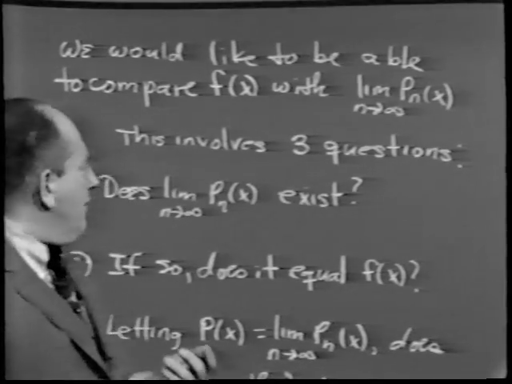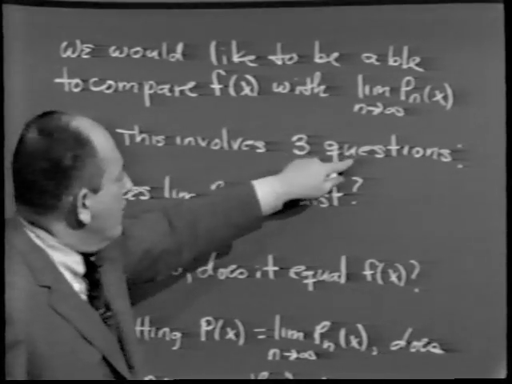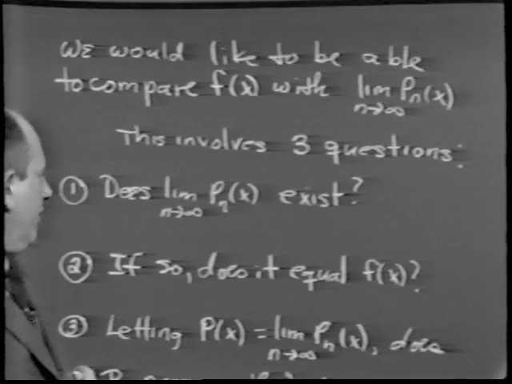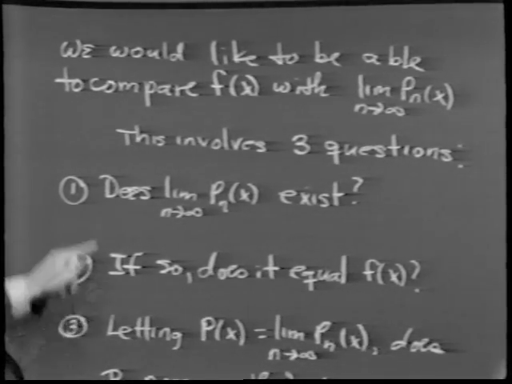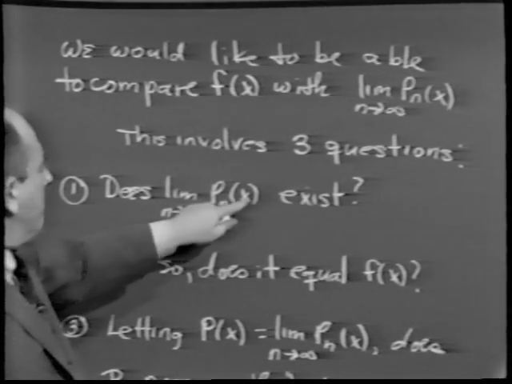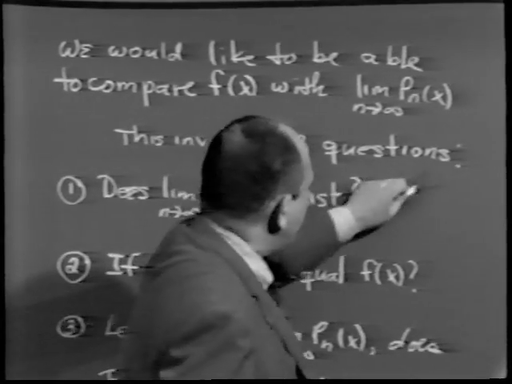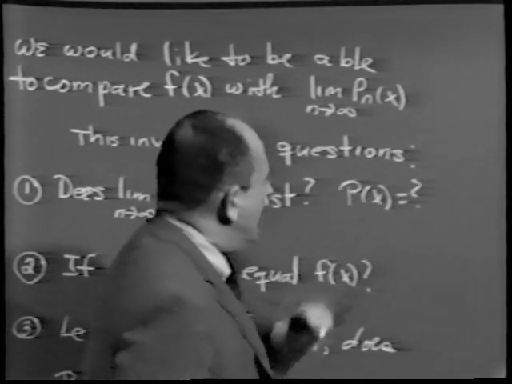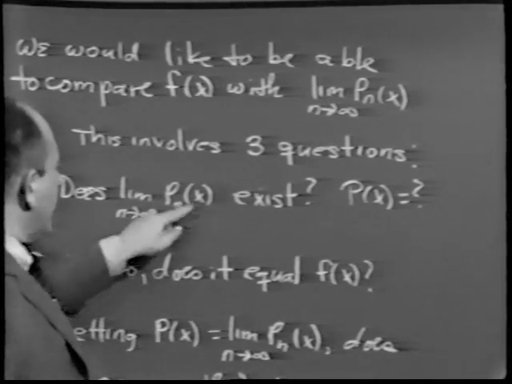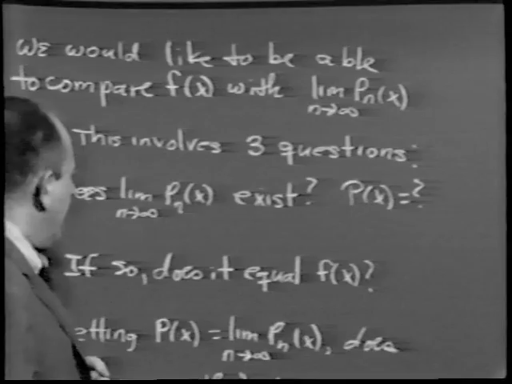In fact, the remainder of our course now revolves about three questions. The three questions are the following. First of all, does the limit Pn of x as n approaches infinity exist? In other words, does P of x exist in the first place? Does this limit always exist for a given x?